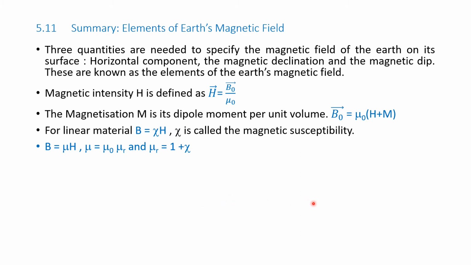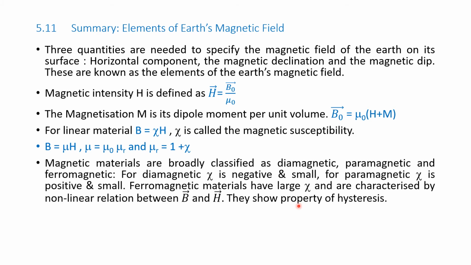They show the property of hysteresis. That is, the ferromagnetic materials have a non-linear relationship between B and H shown by the hysteresis curve. Substances which at room temperature retain their ferromagnetic properties for a long period of time are called permanent magnets.